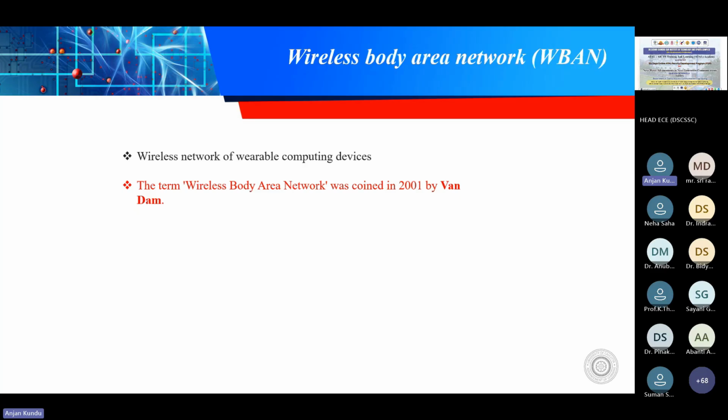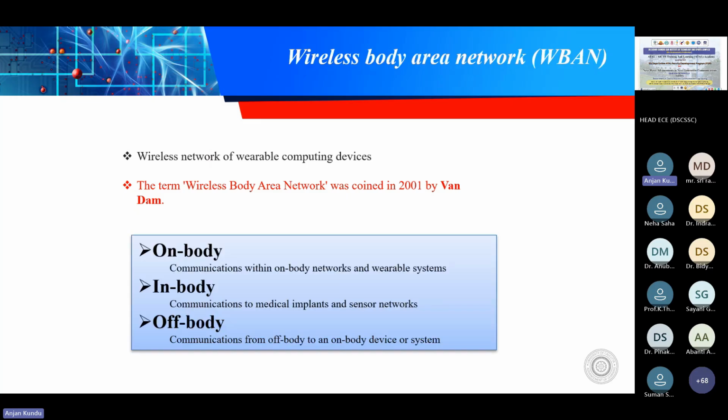Wireless body area network, the term was first coined in 2001. WBAN mainly relates to these three terms: on body, in body, and off body. Depending on the position of the sensors on a patient's body, the WBAN can deal with on body, in body, or off body, or all three can be present. Any one or any two can be present within the WBAN. So on body, in body and off body ultimately constitute the WBAN.